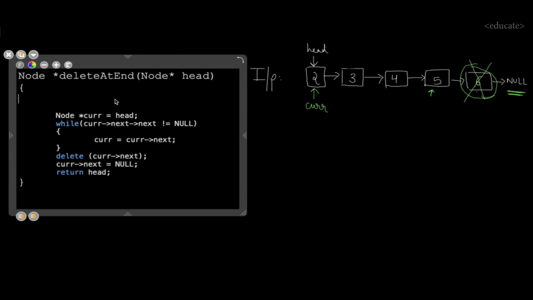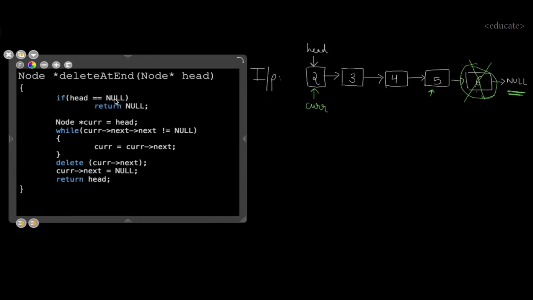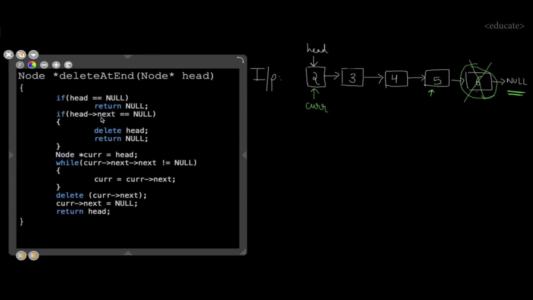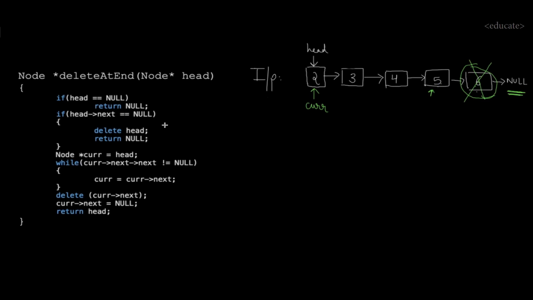So our first corner case will be, if the linked list is empty, just simply return null. And our second corner case will be, if our linked list contains only a single node. So what will we do in that case? If our head of next equals null, that is, we have only one node in our linked list, we will just delete that head node and we will return null. So you can see this is the only case when your head is changing, that is, your head is changing to null.